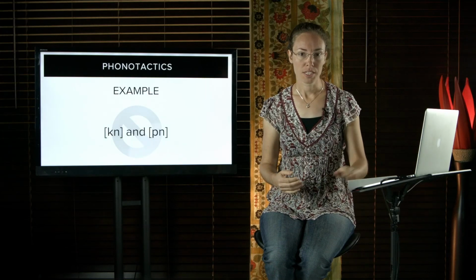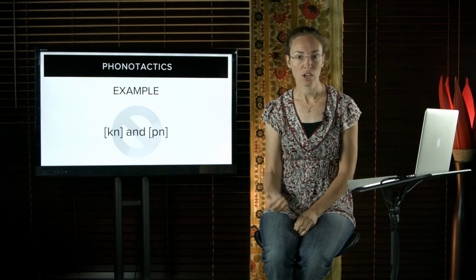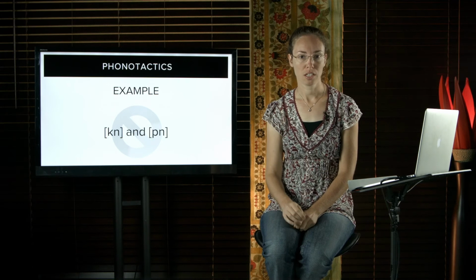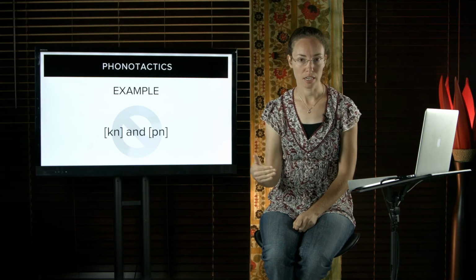Phonotactic rules not only say how many segments you can have in a particular place in the syllable, they also say which segments you can have there. So although English allows sequences of 2 consonants in the onset, it doesn't just permit any combination of consonants there. In fact, it's quite restrictive. For example, the sequences k-n and p-n are not allowed to occur syllable initially. Remember, we're not talking about spelling, but the sequences of phonetic sounds.